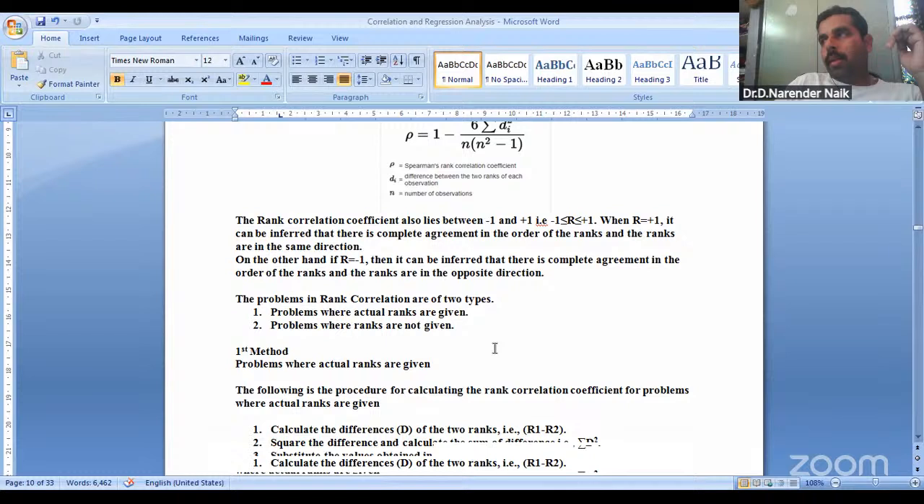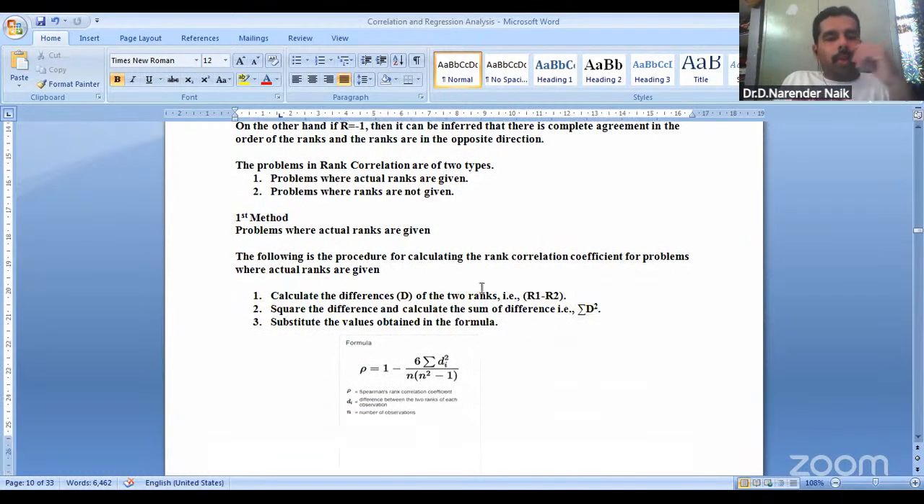When ranks are given, when ranks are not given. So the first method is here, problems where actual ranks are given. The following is the procedure for calculating the rank correlation coefficient for problems where actual ranks are given.